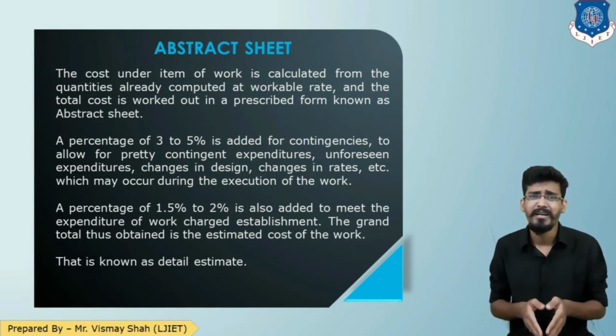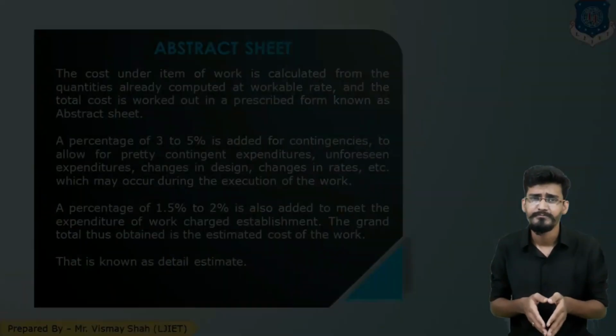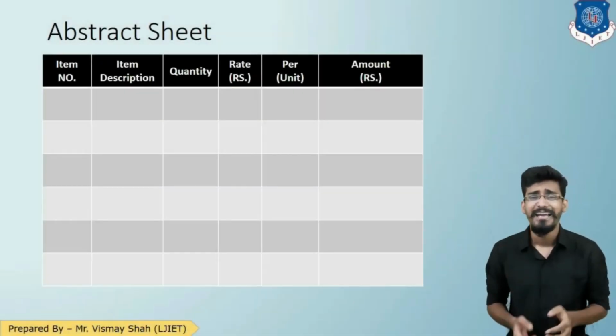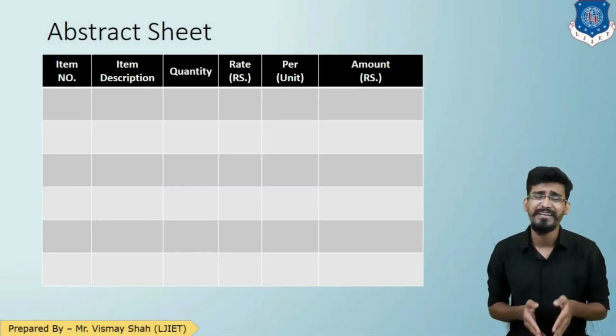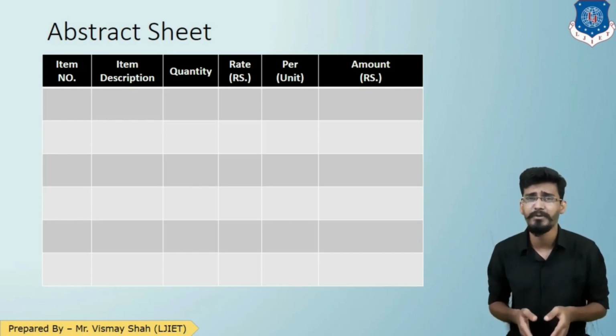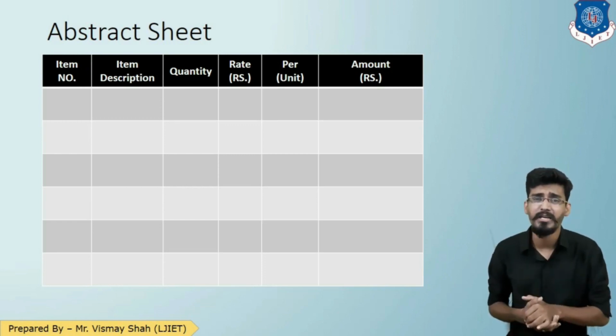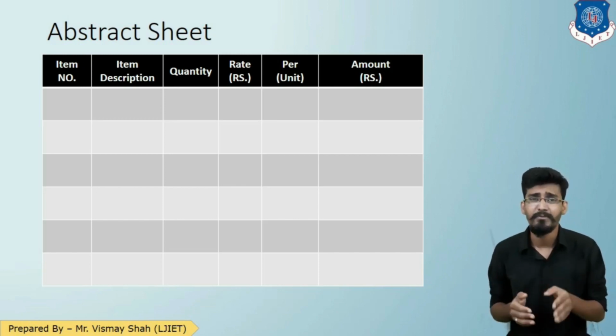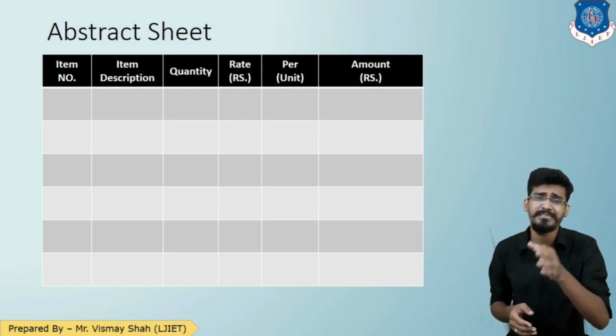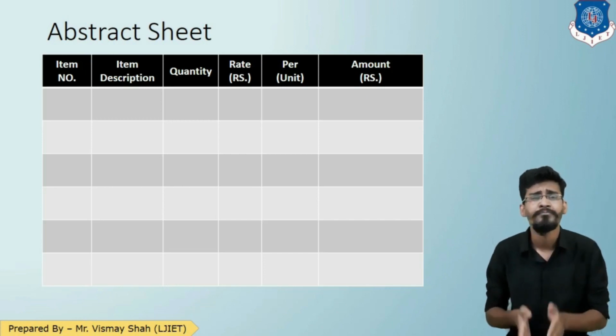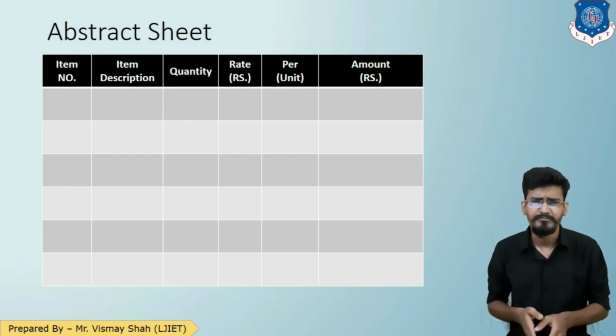Now let us look at the format of the abstract sheet. As you can see, the format has 6 columns: item number, item description, quantity, rate, per unit, and the total amount. So first is the item number. This item number is the same as you have written in the measurement sheet. Then there is the item description. Again, that item description is the same which you have written in the measurement sheet.